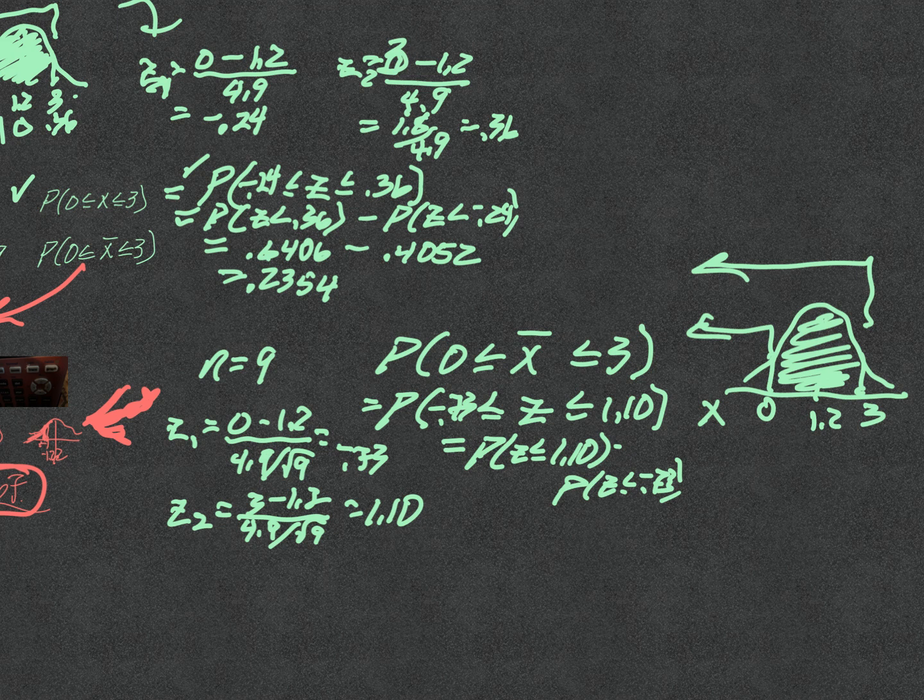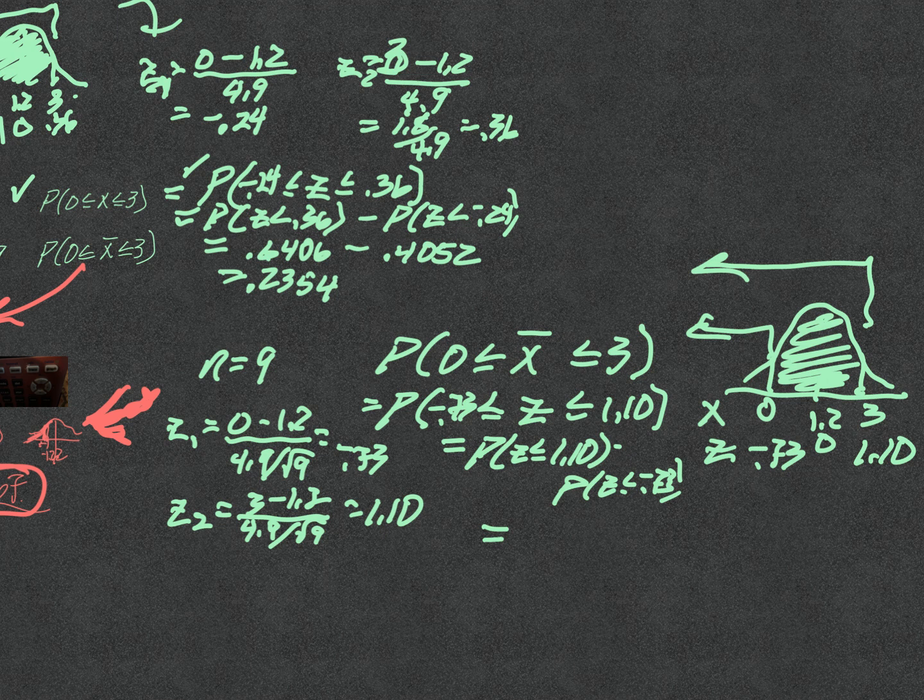And so if we do that, when we convert to z, we're going to do the same thing, except now it's negative 0.73. The mean is now 0 because it's standard normal, and 1.10, and it gives us exactly the same picture. Okay, so I just need to find the probabilities associated with those z-scores.